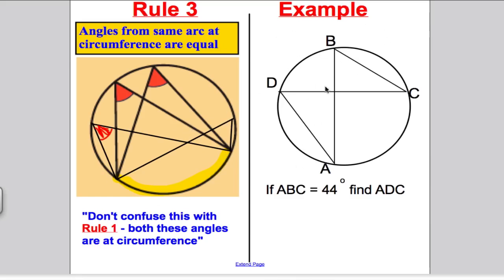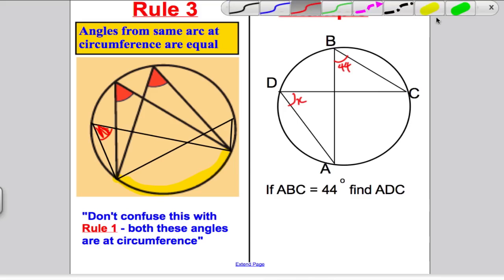Okay, quick example. If ABC, A to B to C, this one's 44. They're asking what ADC is. Always label it, ADC, call that one X. What's that one? Well, let's define our arc. Our arc could be here or here.